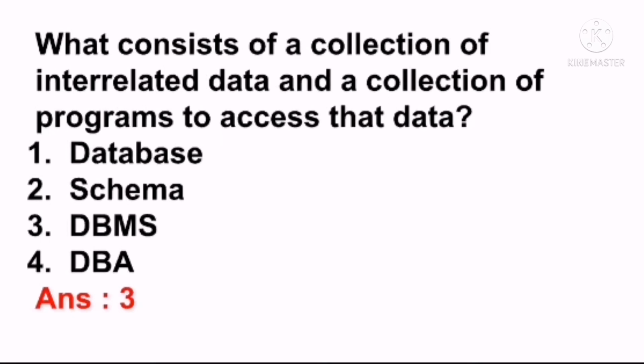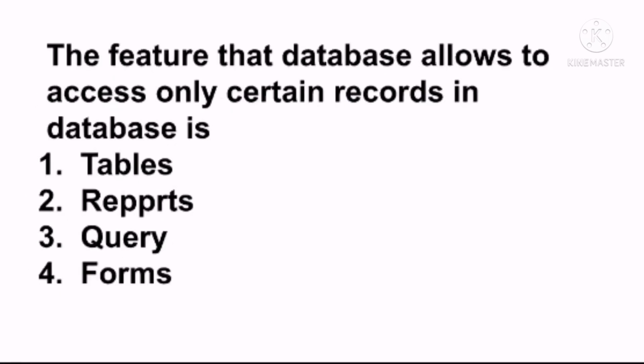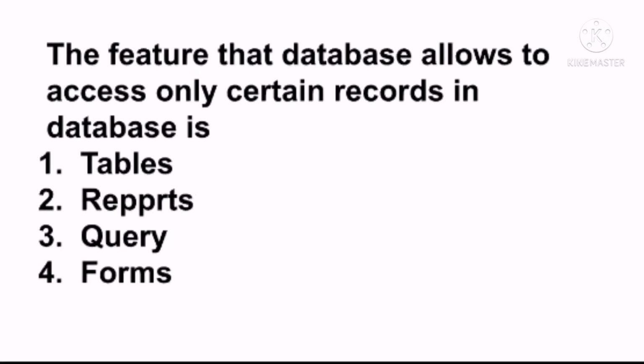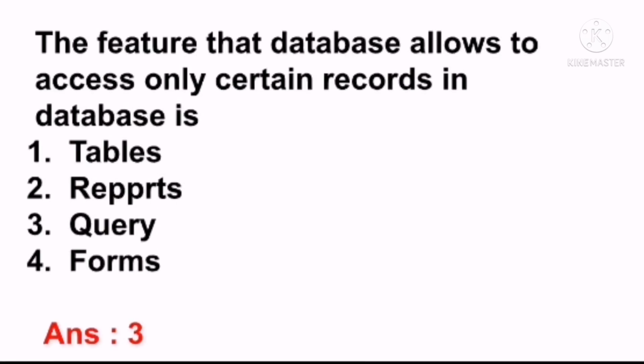Okay, so next, the feature that database allows to access only certain records in a database is, your options are first one tables, second one reports, third one query, fourth one forms. So the correct answer is query. So with the help of queries we can get particular records from the database. Okay, next.